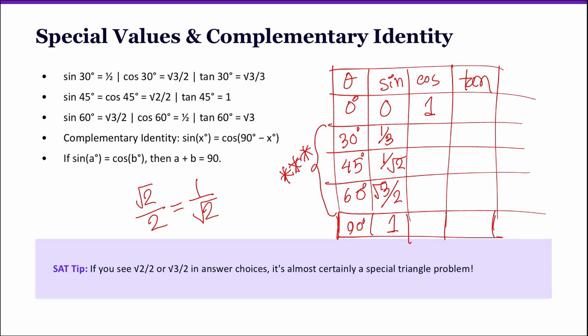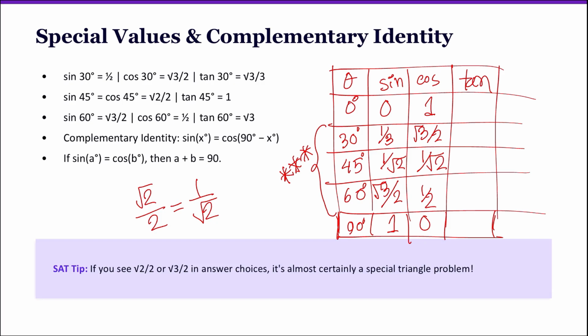For cosine, it's the same thing but backwards. You start with 1, so cosine of 0 is 1. Cosine of 30 is square root of 3 over 2. Cosine of 45 is the same as sine of 45, 1 over square root of 2. Cosine of 60 degrees is half. Cosine of 90 degrees is 0.